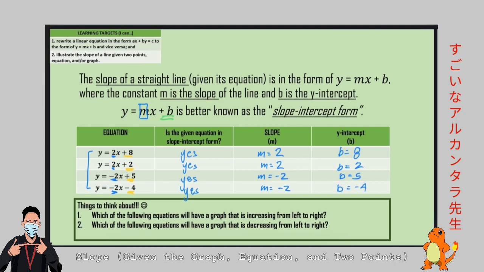Since it's negative, therefore your b should be negative 4 also. So as you can notice, based on the given examples, we can also identify which is increasing and which is decreasing. The increasing ones are the first two examples because the slope is positive, while the last two examples are decreasing because their slopes are negative. So that's how it works. Here, it's not that complicated because it's already in slope intercept form. But if it's not in slope intercept form, we have to review it properly.